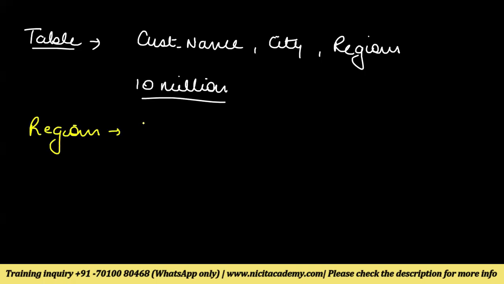That table has columns called customer name, customer city, and region. All right. Now let's say there are a total of 10 million rows here in my data, right? And the regions are spread. So for example, there are total 10 millions. I can write it as 10M, right?